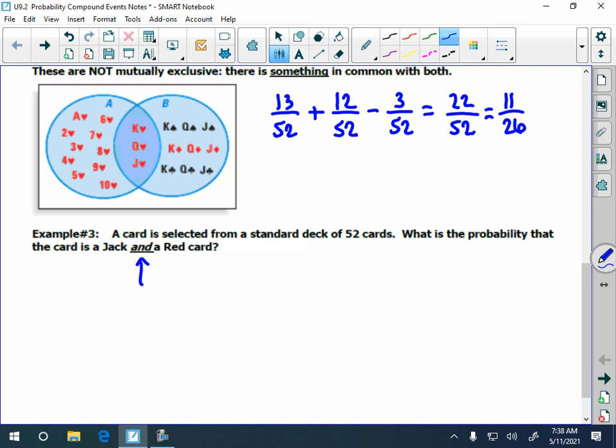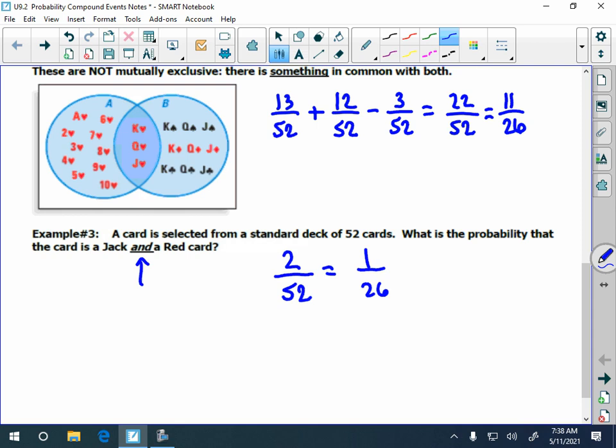So you want to ask yourself, well, how many Jacks are red? Okay, so you look at your deck of cards. There's a Jack that's a diamond, and there's a Jack that's a heart. Right, those are both red and Jack, and so there's 2 of them. Out of 52, and we can simplify this down to 1 over 26.